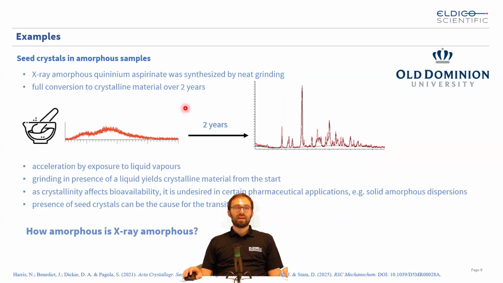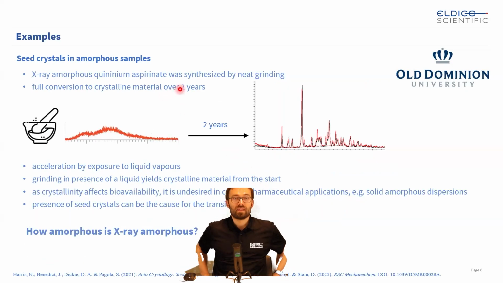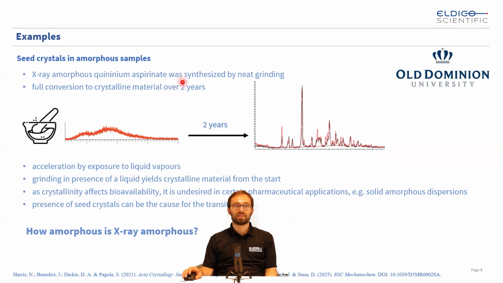The next example, again, is a mechanochemical synthesis. So we are synthesizing kininium aspyrinate. So it's an API salt, and by neat grinding, we see we get an amorphous product, which in this case is desired because amorphous compounds have advantages for bioavailability. But it was observed that within 2 years, this amorphous material converts to the crystalline form.